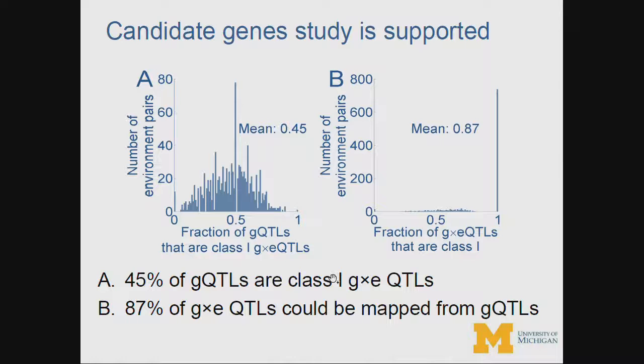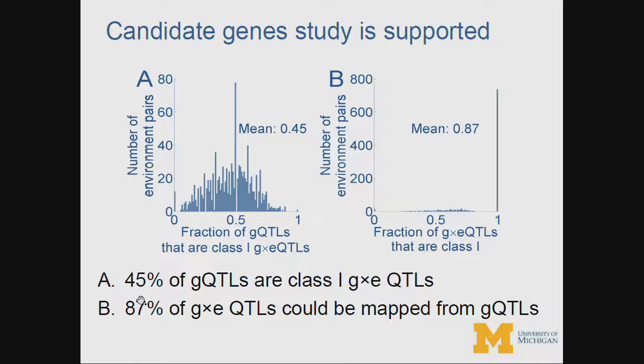general. And then we ask what fraction of G-by-E could be identified from GQTLs, representing the percentage of G-by-E identified from candidate gene studies. And we found on average, 87% of G-by-E could be mapped from GQTLs, which strongly supports the study of candidate genes in human genetics.